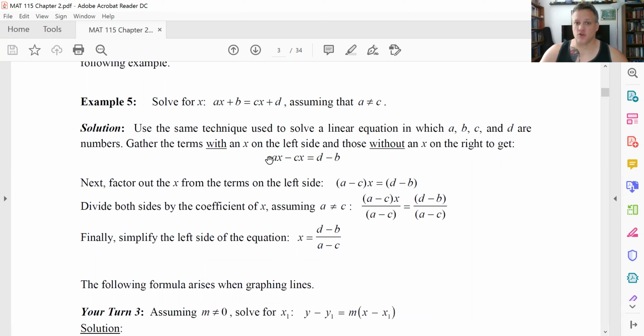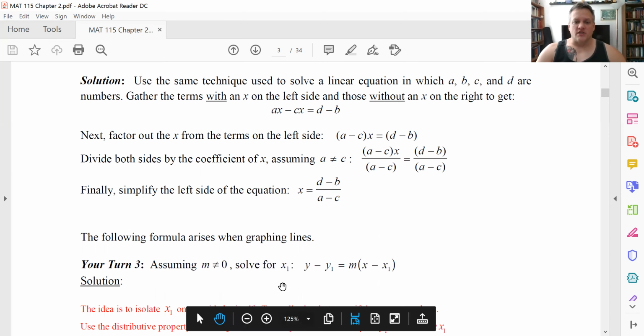These two terms on the left are like terms because they have the same variable part. And so I'm going to yank the x out to get that quantity as the coefficient of x equals the right side. And now, assuming that the coefficient's not 0, because you can't divide by 0, I'm going to divide both sides by it. That wipes it out over here, and I get that x is equal to that fraction, which is a number because there are no x's involved. Okay? So that's called a literal equation or a formula.